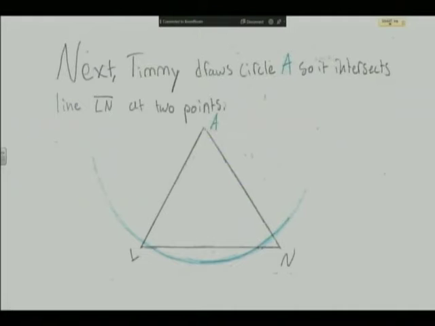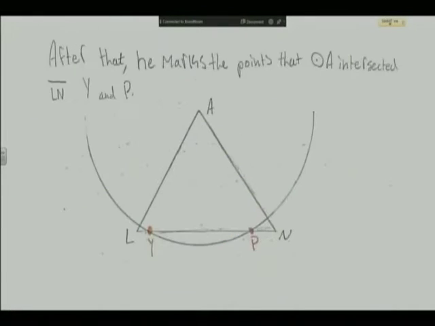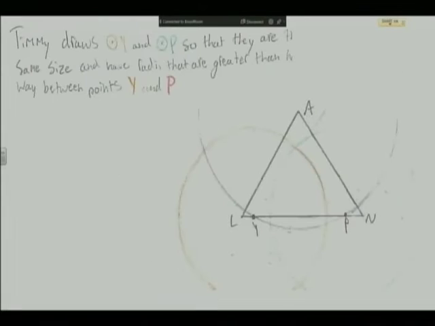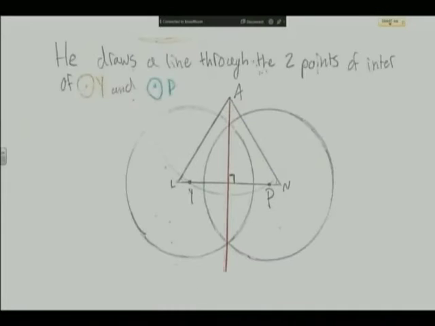Next, Timmy draws circle A so it intersects line LN at 2 points. After that, he marks the points that circle A intersected LN, Y, and P. Timmy draws circle Y and circle P so that they are the same size and have radius that is greater than halfway between points Y and P. He draws a line through the 2 points of intersection of circle Y and circle P.